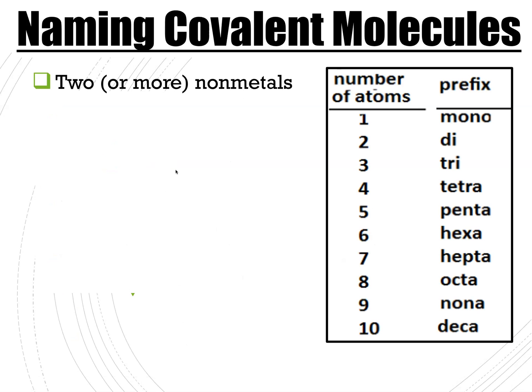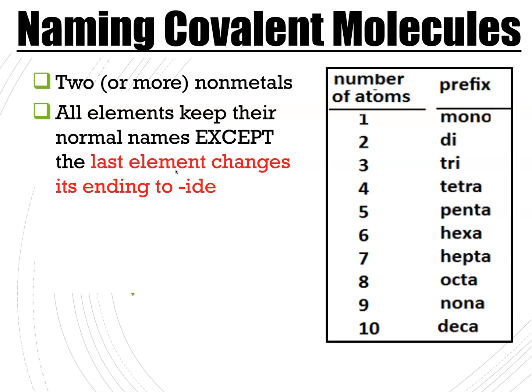All right, naming covalent molecules. We just finished looking at ionic. Now we have to do covalent. The prefixes here on the right, I'm pretty sure we all know them. They should also be listed on your ion sheet. Naming covalent molecules, obviously it's 2 or more nonmetals only. All elements keep their normal names, except the last element ends in "ide." So covalent molecules are a little easier to name, because it's the full name of the element, except the last element ends in "ide."